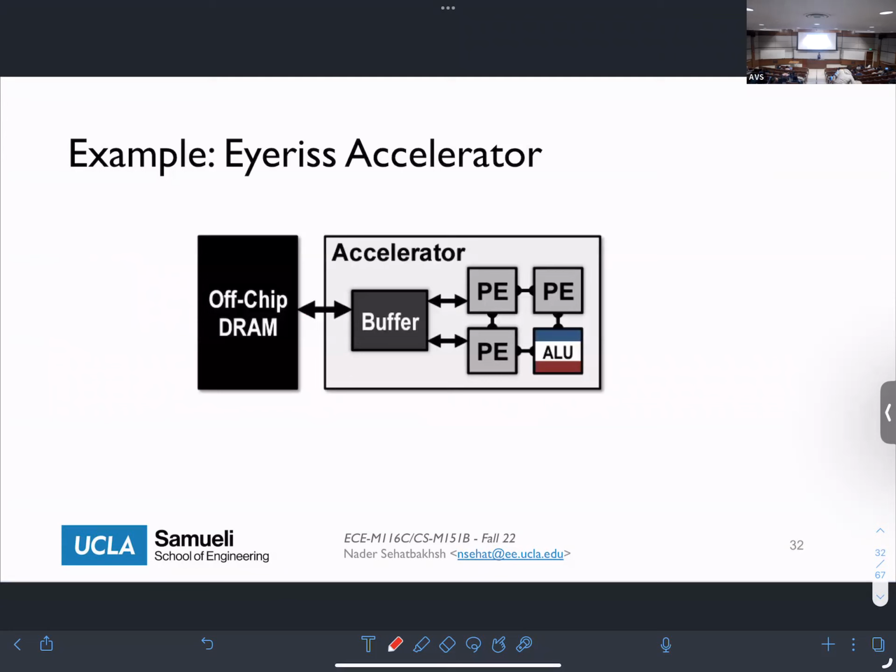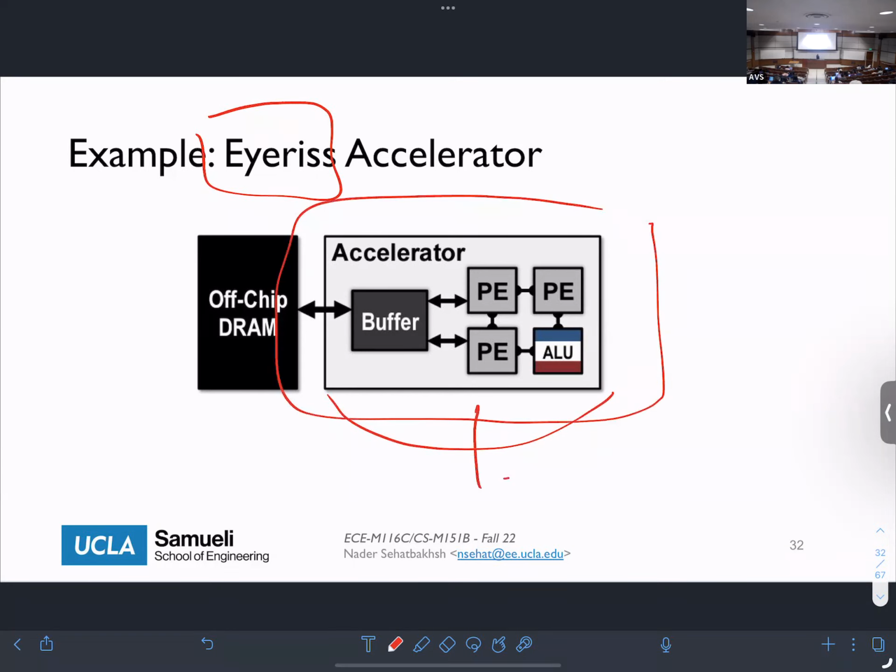So to give you one example, there are very famous accelerators, one of the first few accelerators for machine learning called Eyeriss. I'm just going to briefly talk about how Eyeriss works, very briefly. At a very high level, Eyeriss is an accelerator for machine learning for matrix multiplication. It's loosely coupled. So think about this as one element that sits on the bus, and the bus goes into the CPU.